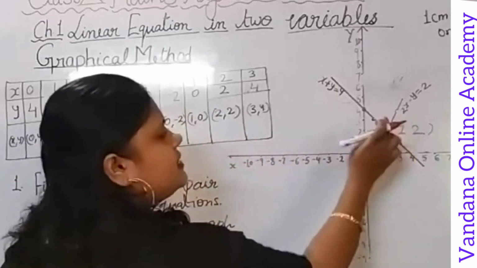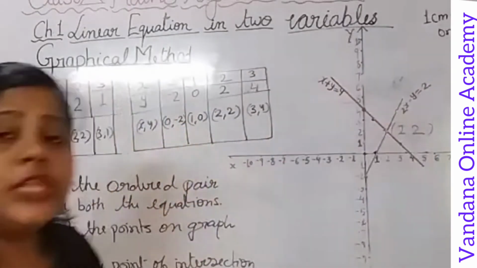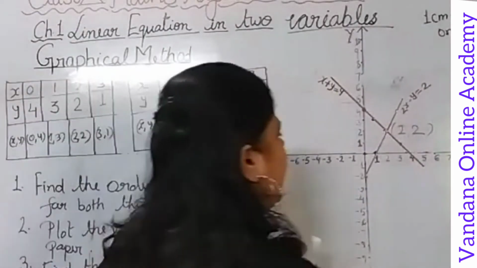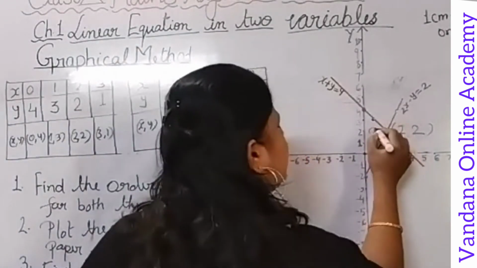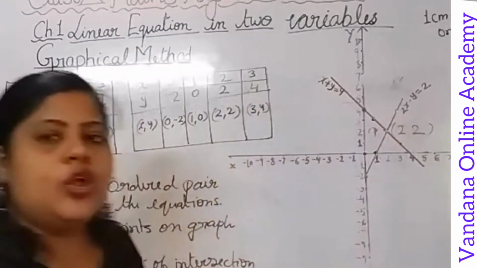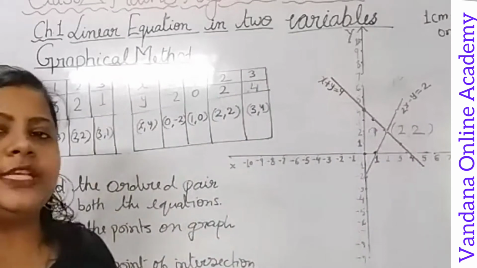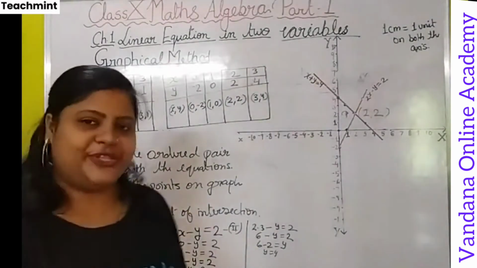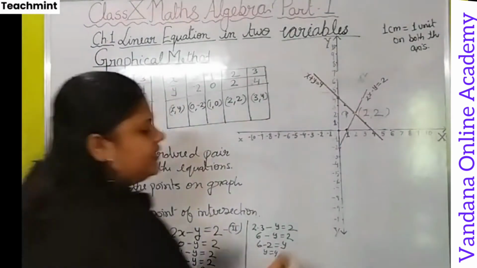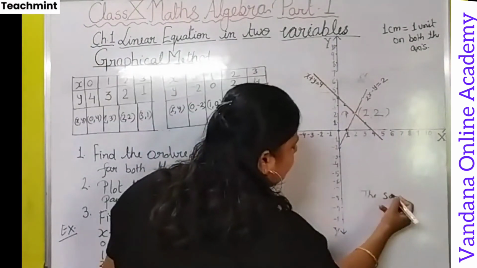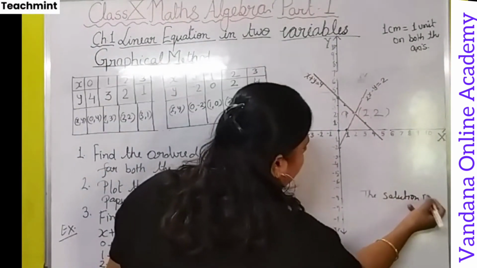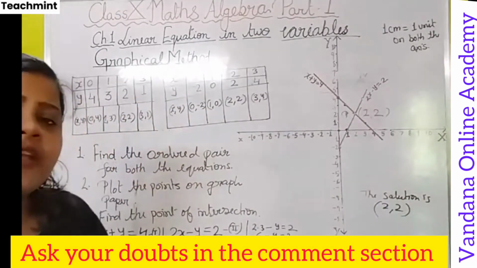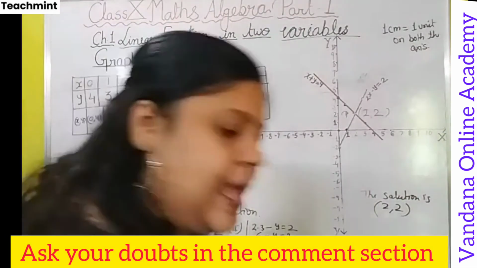Here on the x-axis this is 2 and on the y-axis this is 2. See, suppose this is point P. So this point of intersection is 2, 2. Now this 2, 2 is the solution of these simultaneous linear equations. So we can write the solution is, in this way we are going to do the steps.